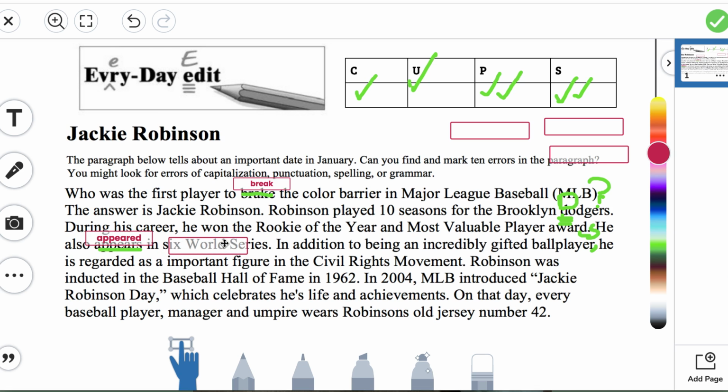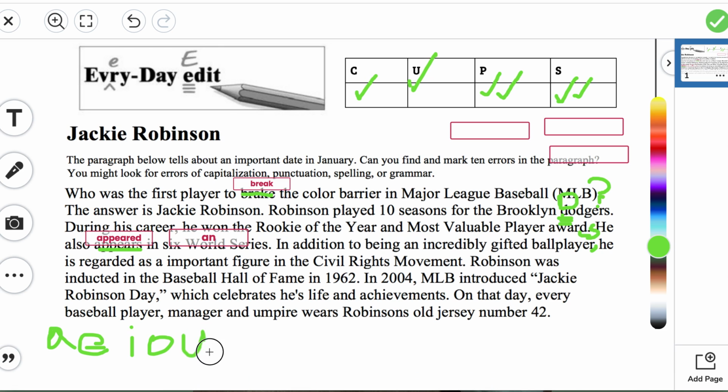Anytime you have a word that starts with the vowel A, E, I, O, U, the word in front of it should always be an. So an is always in front of words that start with a vowel. A, E, I, O, U. So your vowels, once again, are A, E, it was an ugly E, sorry y'all, I, O, and U.